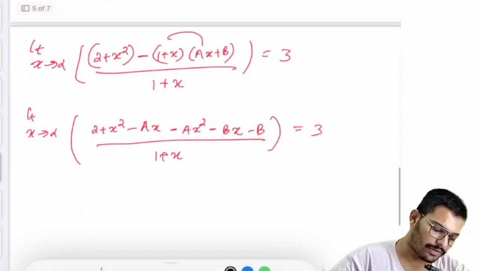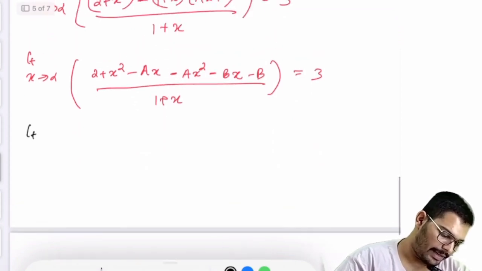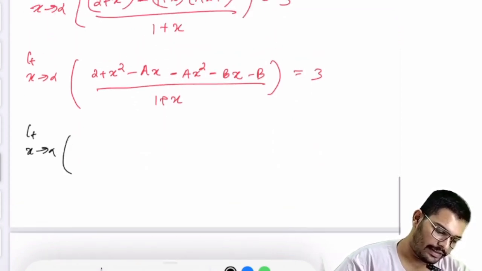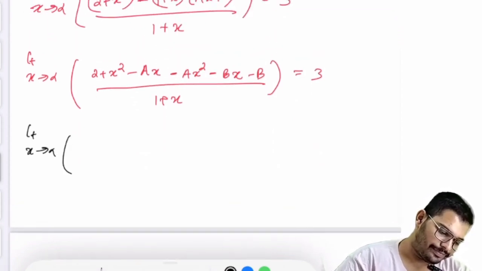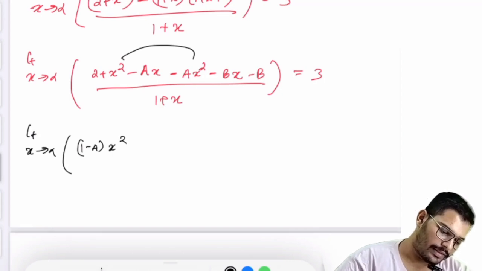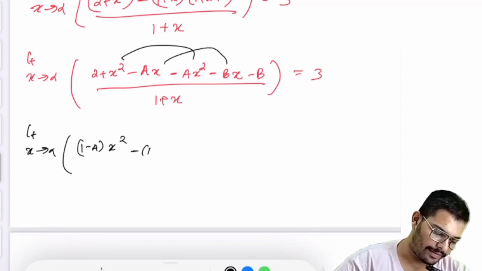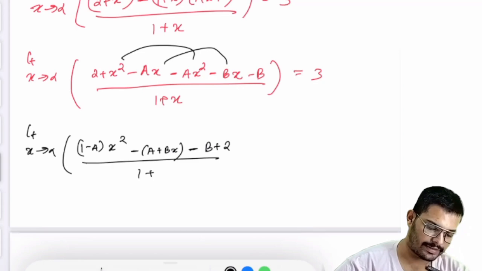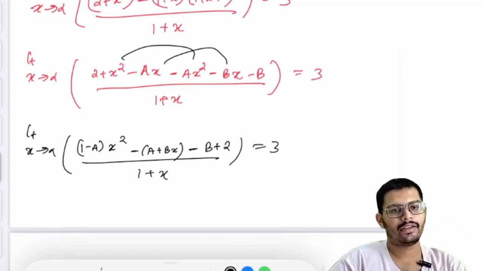Now, just rearrange it. Limit x tends to infinity. This will be, see, x square terms: 1 minus a of x square. Now, this will be minus of a plus b x, minus b plus 2, divided by 1 plus x equal to 3.